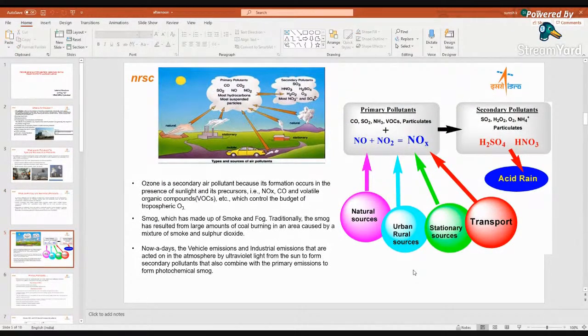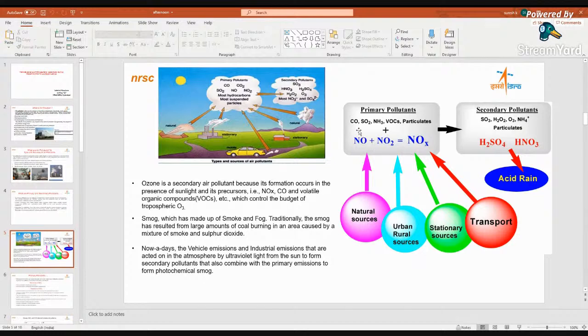So here you can see the primary pollutants and the secondary pollutants. As I told in the previous slide, the primary pollutants are carbon monoxide, sulfur dioxide, volatile organic compounds, and NO plus NO2, which we call NOx. The sources are natural sources, stationary sources, transport, rural and urban sources. For example, NOx mainly comes from vehicular transport, one of the main sources of NOx.